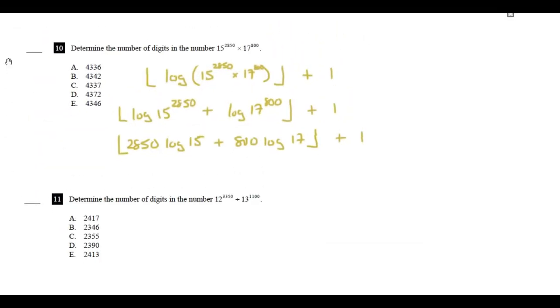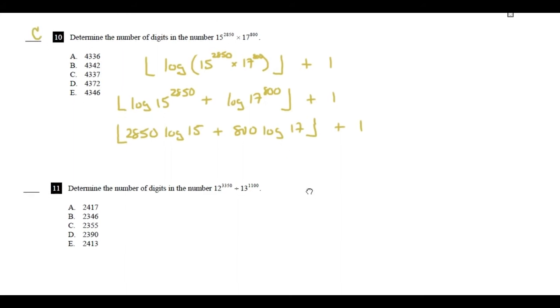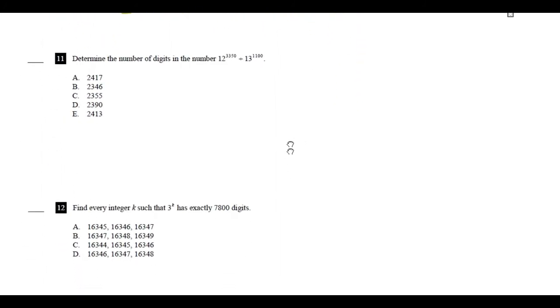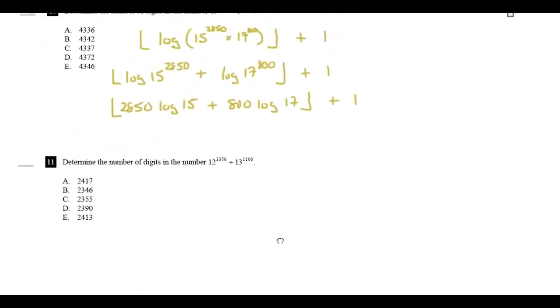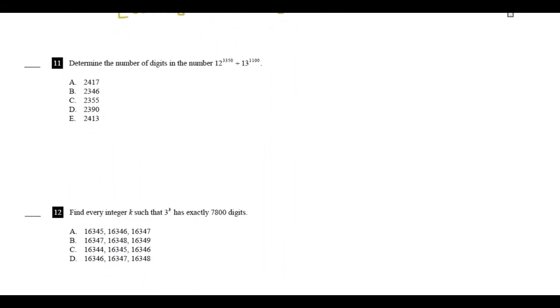Okay, so write down that correct answer of C and move on to number 11, which is very similar to question 10. Except now you're applying the floor function to the log of this quotient. So this question, the setup would be almost the same, except now you have not a product inside this base 10 log, but of course this is 12 to the power of 3,350, all divided by 13 to the power of 1,100. So of course, floor function that and add 1 to get the correct number of digits.